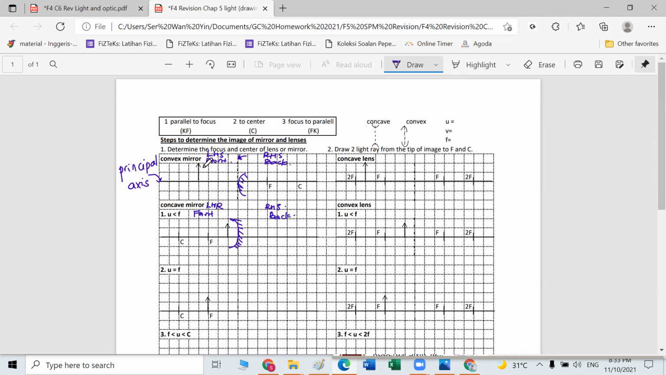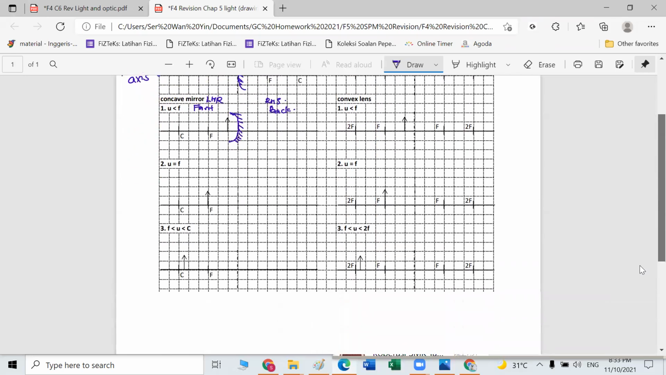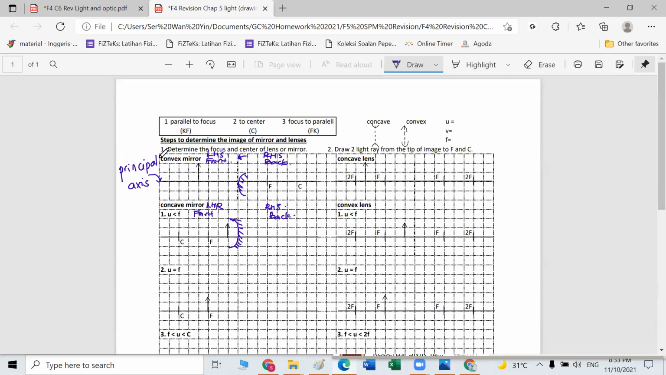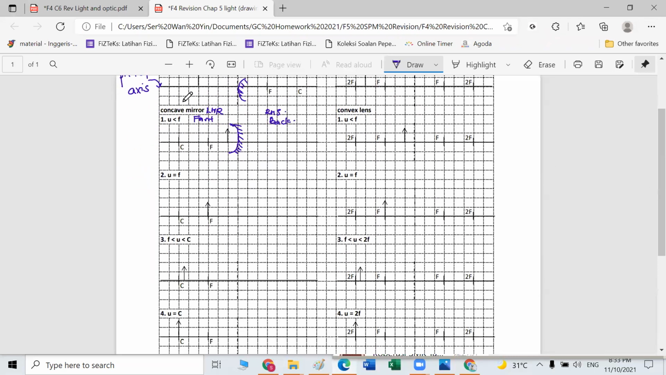I don't need to write all. You just need to remember left hand side is the front, right hand side is the back. Right. So now let's complete all of the mirror here, because convex mirror only got one type of image, so I only draw one. But for concave mirror, if you put the object at different positions, then you will get different types of image. So let's draw.